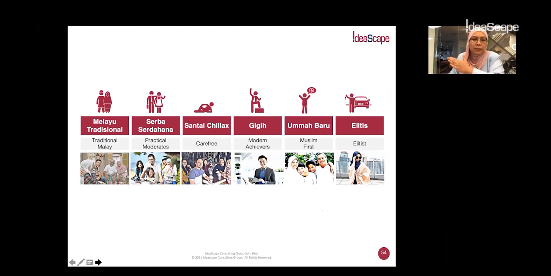Yeah, so this is a summary. I mentioned Melayu traditional, Sederhana, Santai Chillax, Gigih, Umah Baru, Elitis. So if I can recap, Melayu traditional: high inertia, do not want to change. Sederhana: it's exciting, but make sure I have the safety net. Santai Chillax: I want to do it and I want to do it my way.